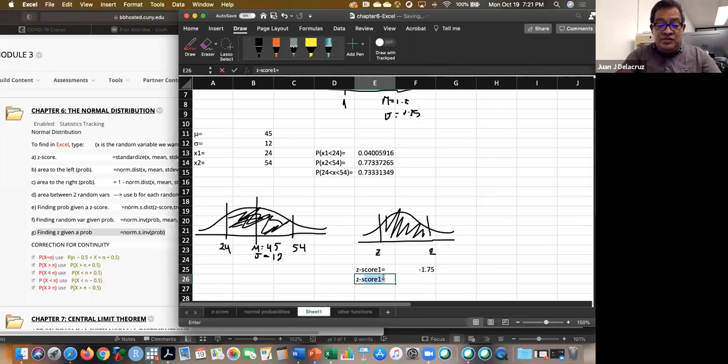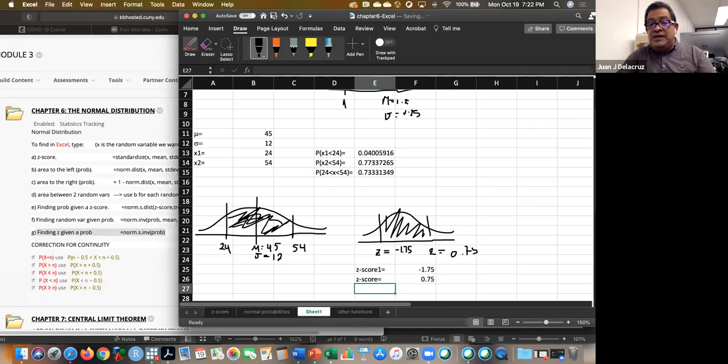So to find the second C-score, I'm going to use equal norm.s.inv. I use the probability of the second, and that's going to be the C-score. So here the C-score that corresponds to this value is minus 1.75, and the C-score for the second is going to be 0.75.